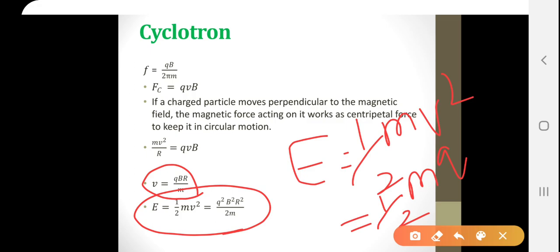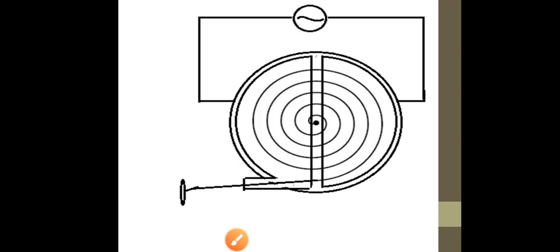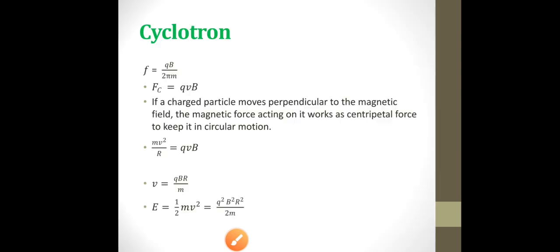Okay, so therefore the limit to the output energy of the cyclotron for a given type of charged particle corresponds to the strength of the magnetic field B. Okay, so if energy increases, the magnetic field increases. So this is nothing but the cyclotron working and its principle.